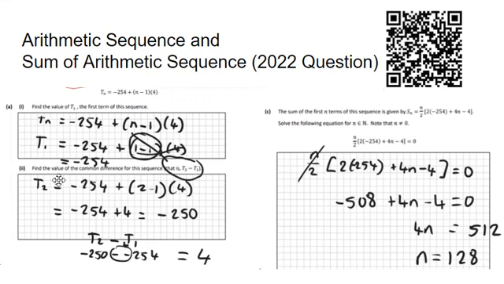Second part is find the value of the common difference of the sequence. And they give you a big clue here, that is T2 minus T1. So all you have to do is find T2 and find T1 and then subtract them. And you've already got T1 found out here because you've done it in the first part. So T2 ends up being minus 250. So you do minus 250 minus minus 254, which is 4. So the common difference is 4. So in any arithmetic sequence, if you do the second term, take away the first term, it's obviously going to give you what the difference of them is. So that's what the common difference is.